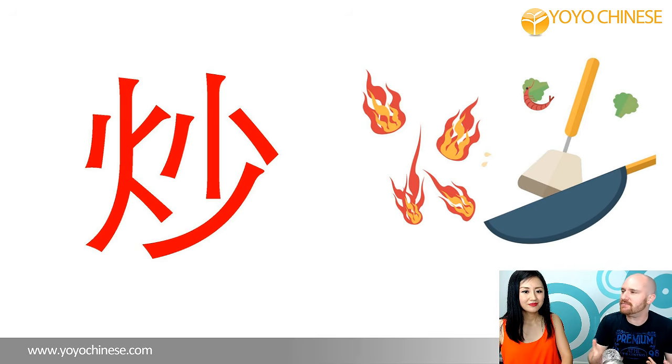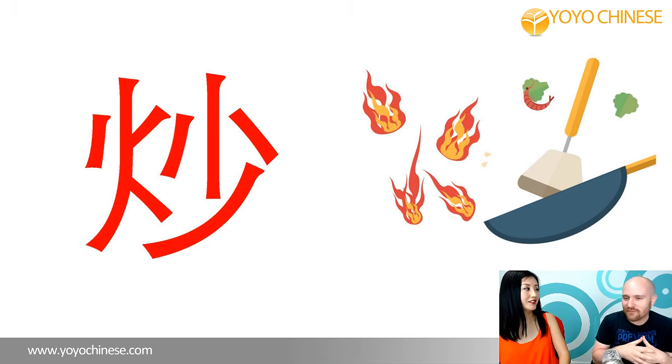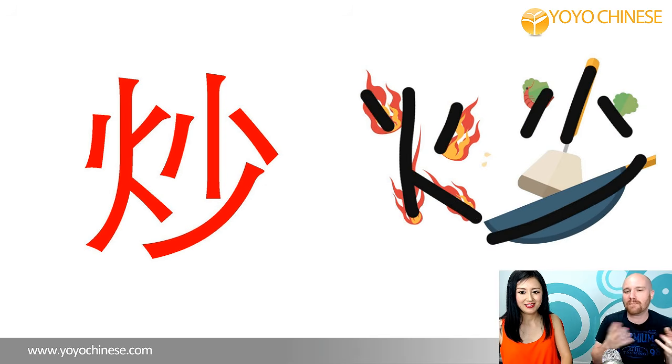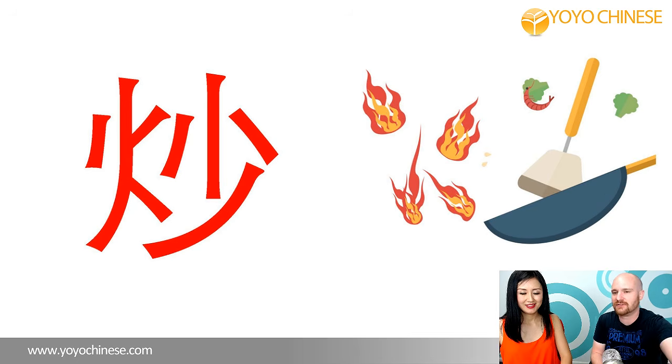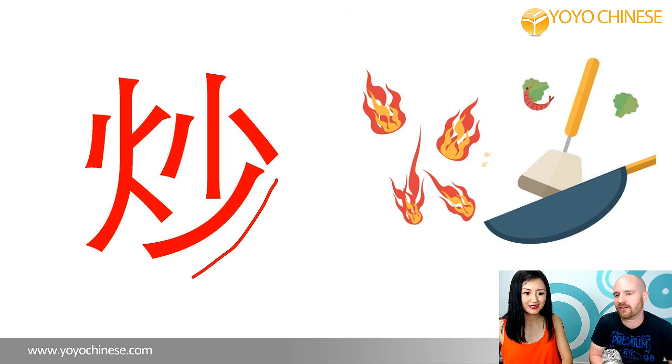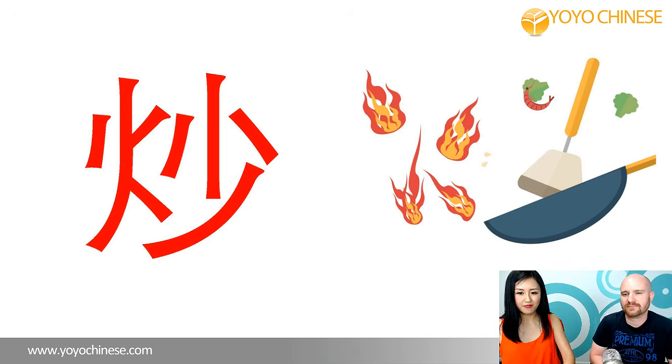But it doesn't mean deep fried, or even fried in a small pan. It specifically means fried in a huge wok, essentially. Stir fry, chao. Exactly, with a big fire, and that's why it's great that it has the fire radical on the left. So I hope you remember that it's this big, huge flame, cooking and stir frying. And when you get fried rice and fried noodles, chao is the character you're gonna want to look out for.